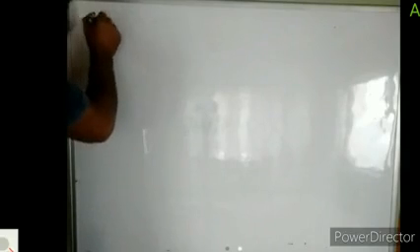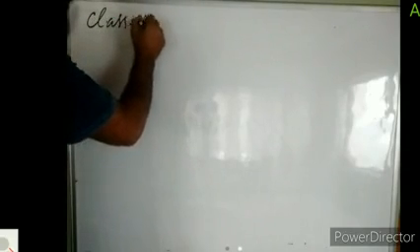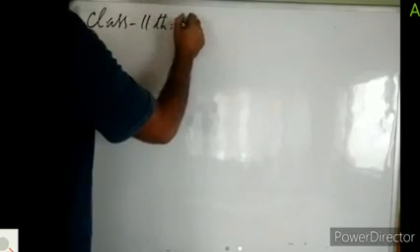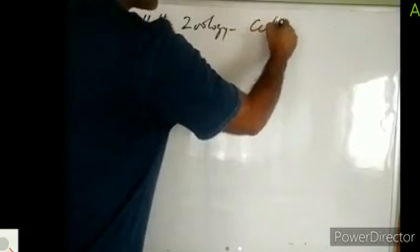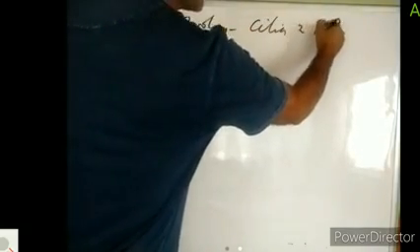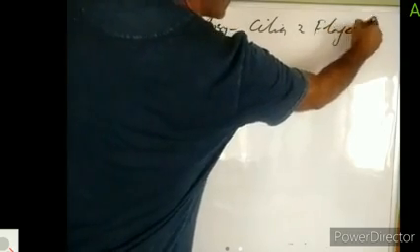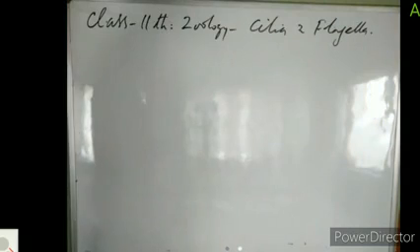So our today's topic for class 11th zoology is cilia and flagella. As you may remember, last time we discussed centrioles.